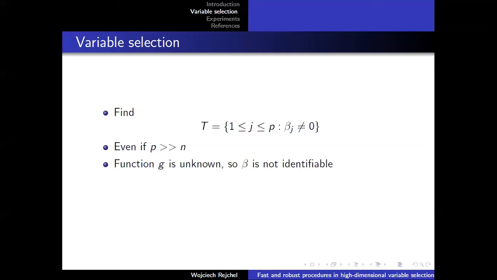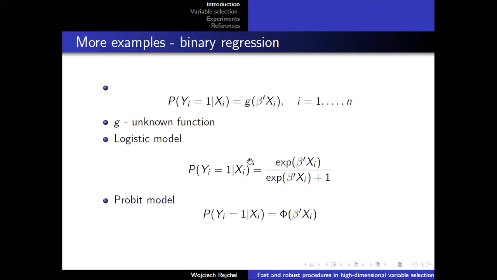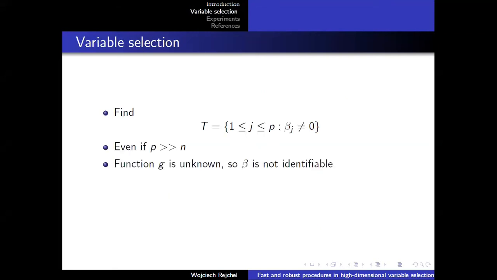Of course, the function g is unknown, so my parameter beta is not identifiable. When we come back here, for instance, the intercept in beta cannot be recognized because it can be absorbed by the function g. Any scale change in this product also can be absorbed by g. So in general, my parameter beta is not identifiable, but my task is not to find this parameter. My task is to find this set T.